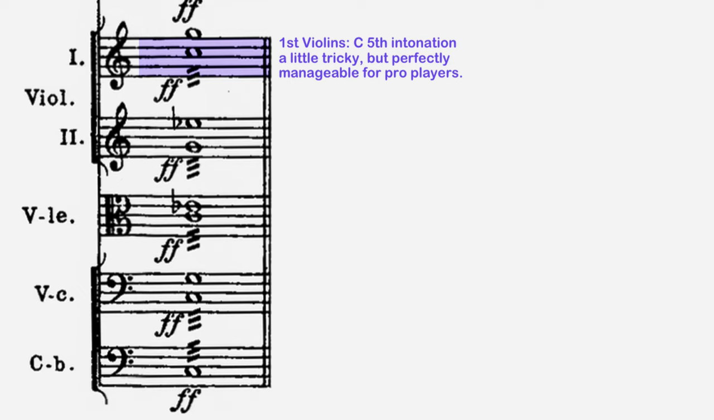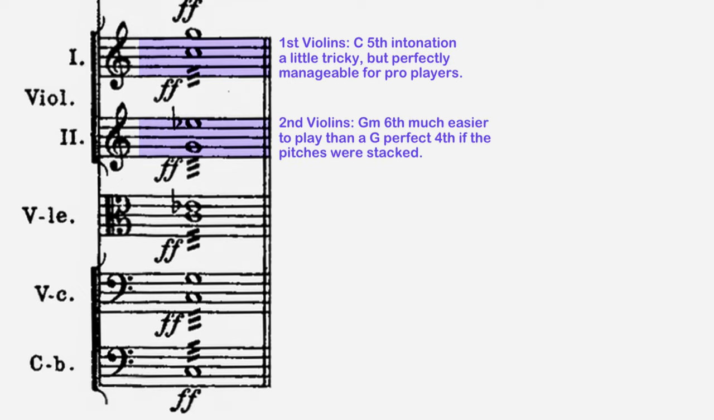Simple enough for all the instruments, though the tuning might be a little tricky for the first violins on that high C fifth. But the interlocking pitches in the violins make them much easier to play and to tune, rather than if they were stacked. And then below, thirds are pretty easy for violas, as are fifths for cellos.